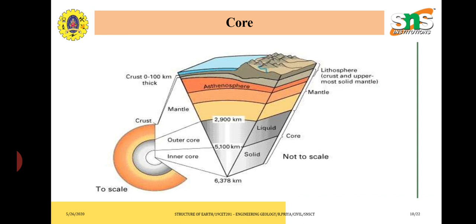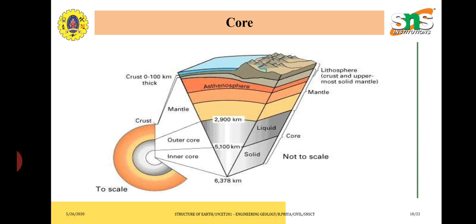Okay, so next, coming to the last and final layer, that is the core. This is the third and innermost structural shell of the earth. It starts at a depth of 2900 kilometers and extends deep to the center. Here it has very high density compared to the mantle. Okay, so the density is about 10 grams per cc.